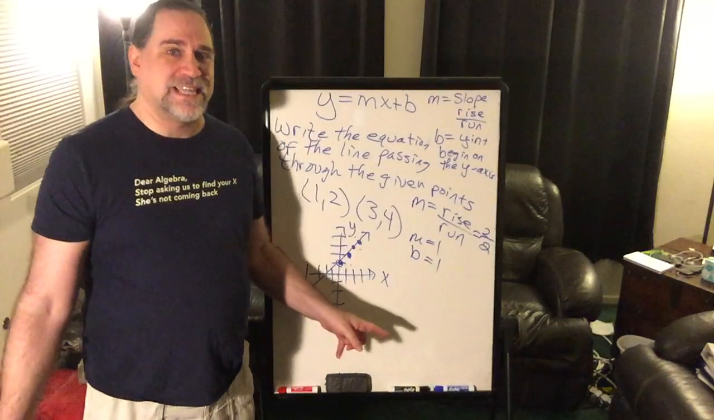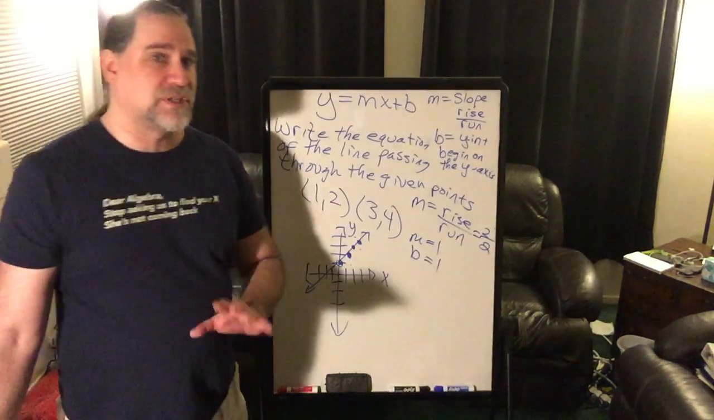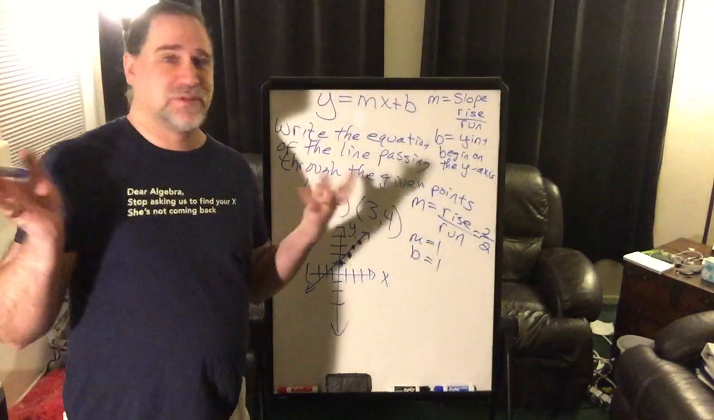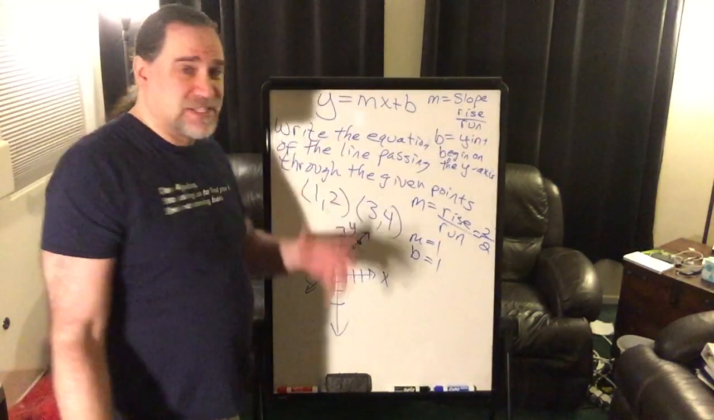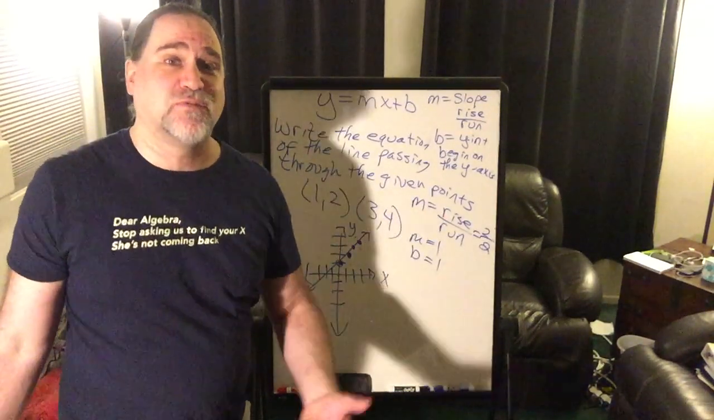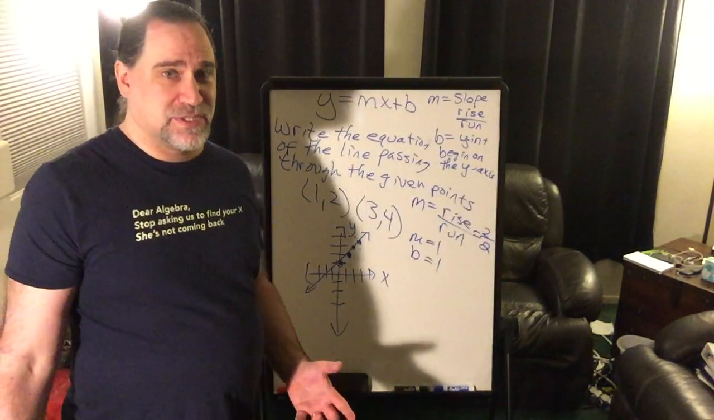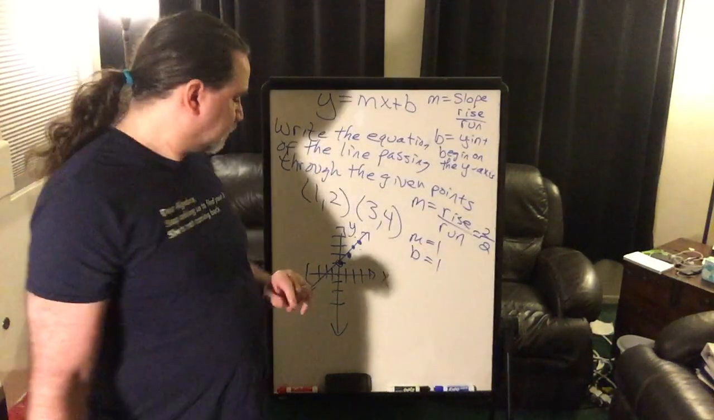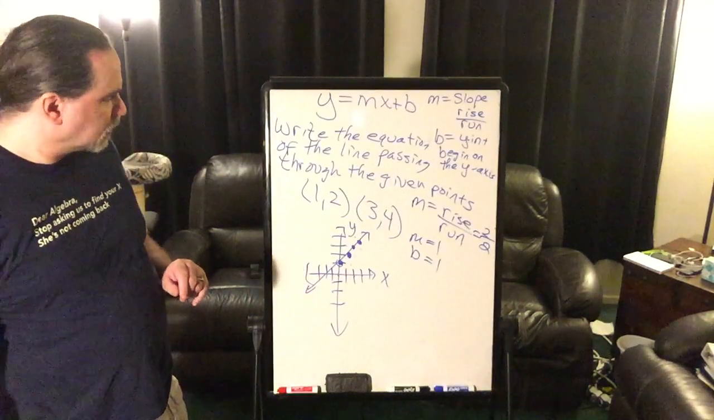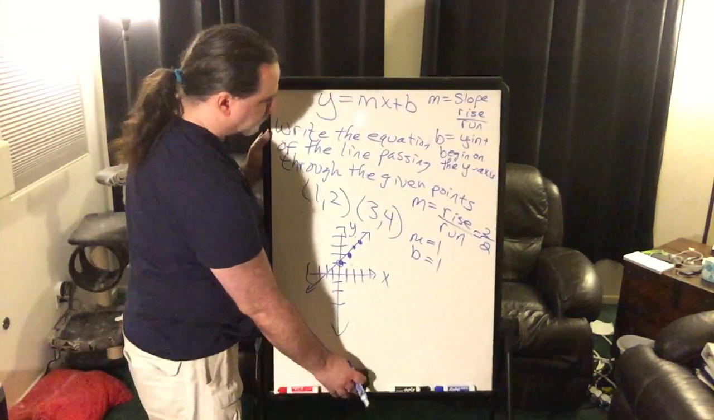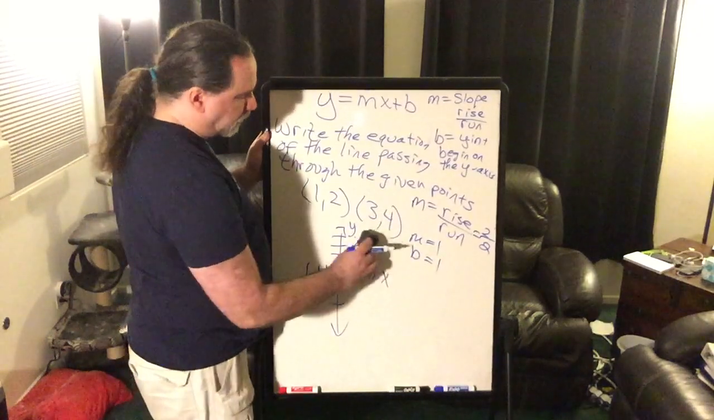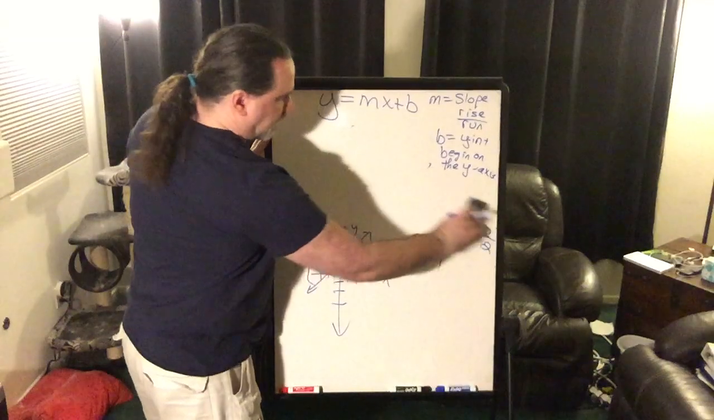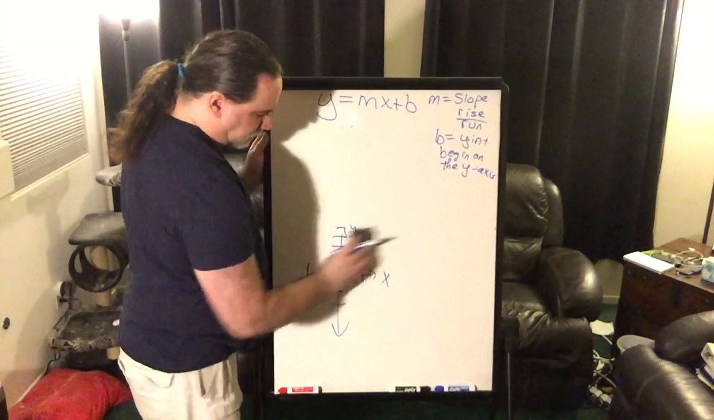But what if I couldn't see that? What if it wasn't clear to me? What if it was something horrible like a fraction? What if it wasn't a nice, neat 1? What if it was something awful? I still have an option. I still have a way to find the y-intercept. And that is the real challenge I'm going to show you right here. I already know the answer, but how would I find it if I couldn't do it visually?